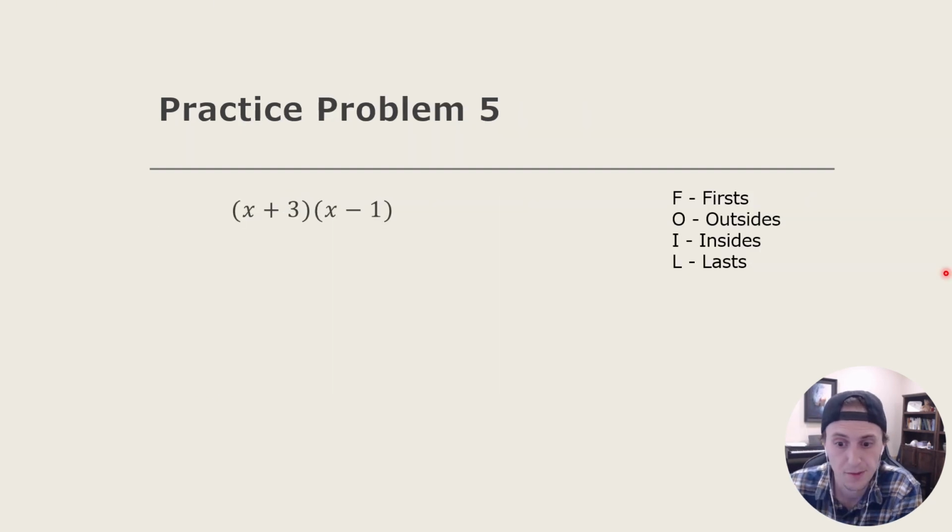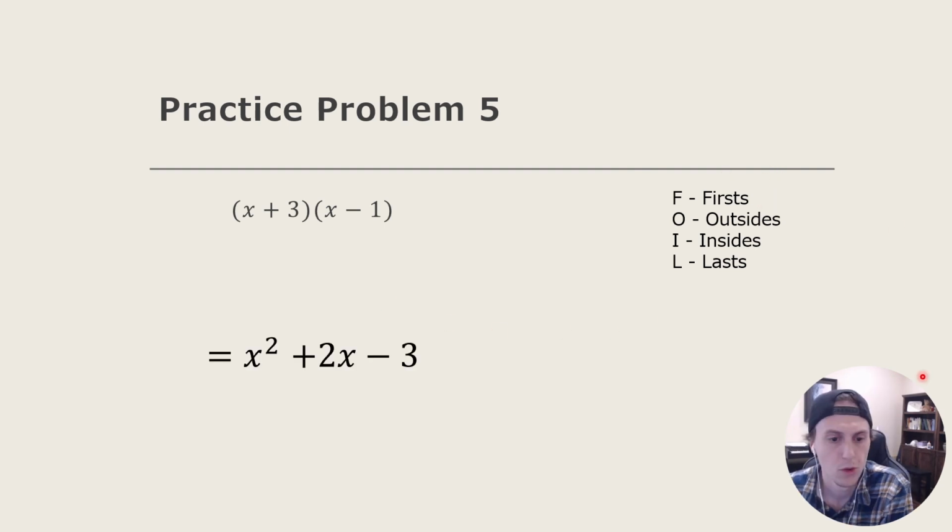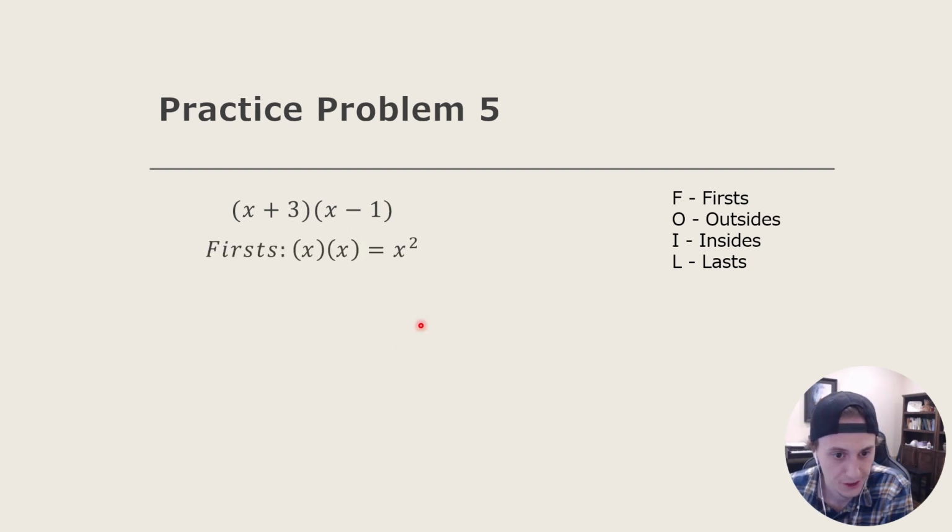So let's actually solve this problem together. If you want to try it on your own, go ahead and pause it, because here we go. So the first step of FOIL is doing the firsts. Whoa, spoiler. Well, this is the final answer that we're going to get to, but let me show you how we got there. So the firsts, we have x times x, which gives us x squared. Then we go to the outsides. Outsides are x times negative 1, which gives us negative x.